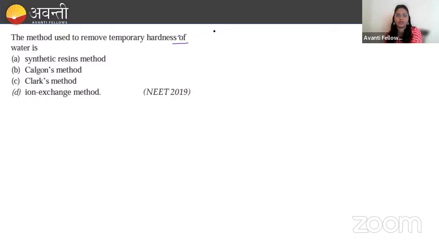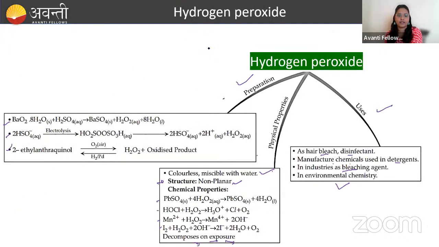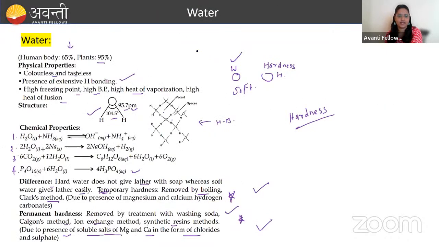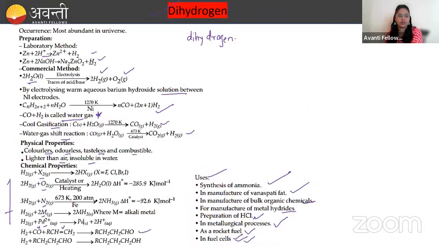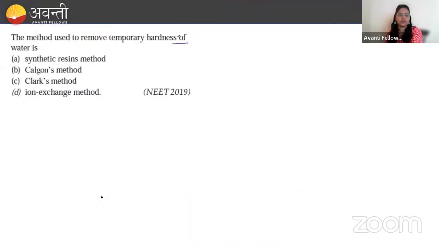Any doubts? Any answers? Temporary hardness. How can we remove the temporary hardness? See here, we have written that temporary hardness can be removed by boiling or Clark's method. So what will be the answer here? A, B, C, D. Yeah, so here the answer will be C, Clark's method.